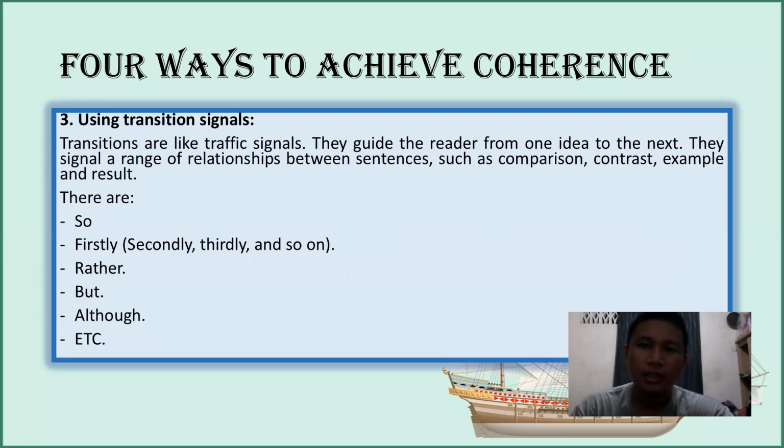Using transition signals. Transitions are like traffic signals. They guide the reader from one idea to the next. They signal a range of relationships between sentences, such as comparison, contrast, example, and result. There are many different types of transition, and the examples are: so, firstly, secondly, thirdly, and so on. And then rather, but, although, etc.